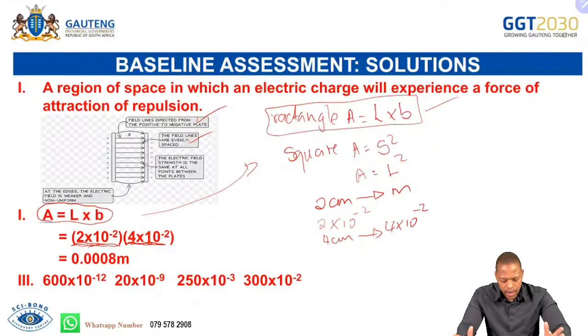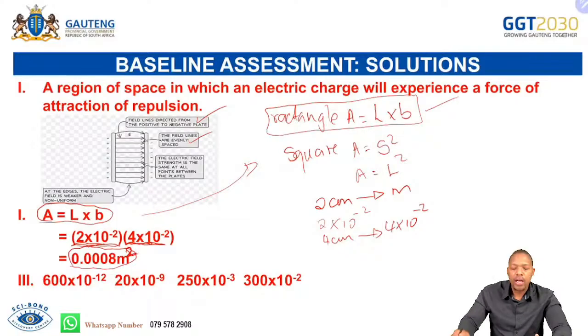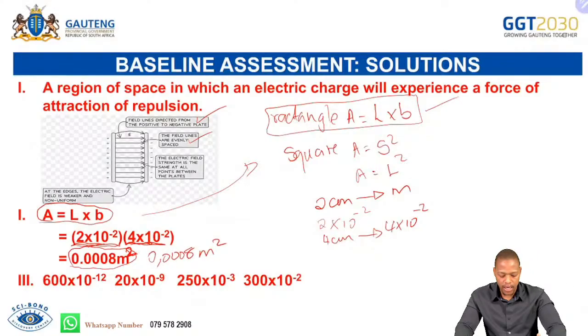If you divide by 100 and you are used to that, that is also fine with us. If you press that into your calculator, it should give you the answer 0.0008 meters. Square meters. There is a mistake there. Square meters is the SI unit of area. It's actually 0.0008 square meters. Shouldn't be just meters like that.